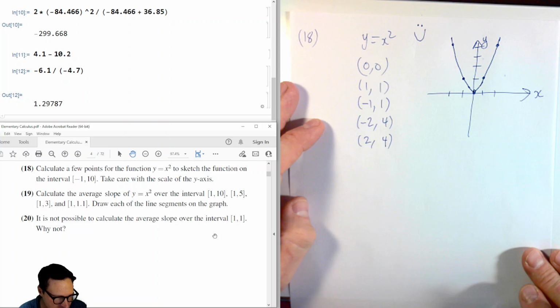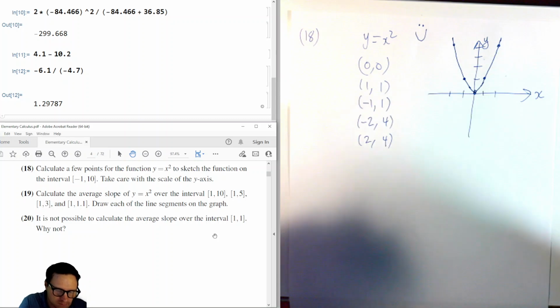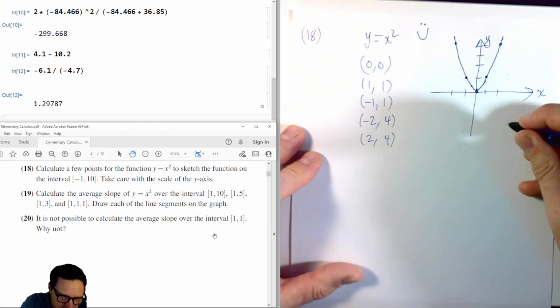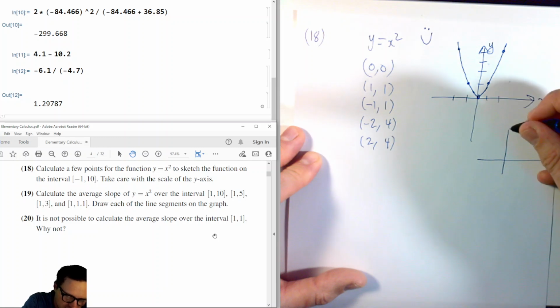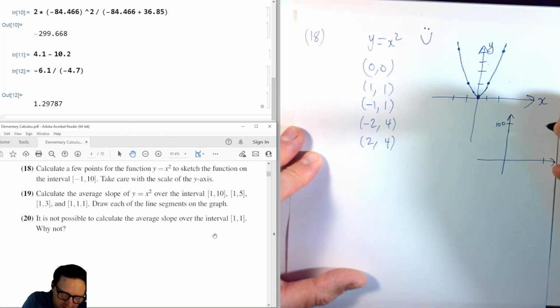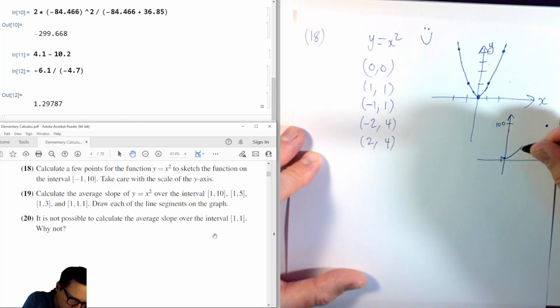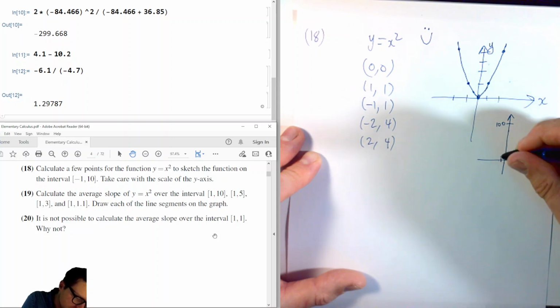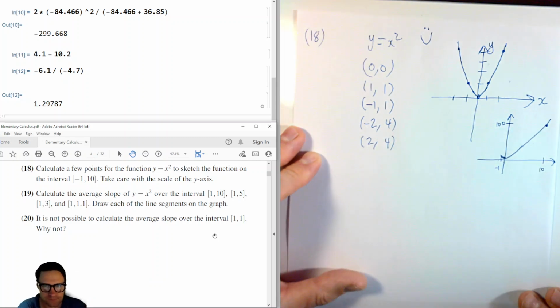Okay, now it says to sketch this on minus 1 to 10, but I don't have enough paper here to do that, so I would have to change the scale and redraw this. Let's say 10's out here, and so then I would call this y 100. Okay, and then down here, let's suppose this is 1. So then it's looking something like this in that scale, from minus 1 to 10.